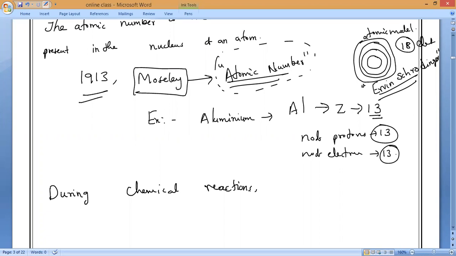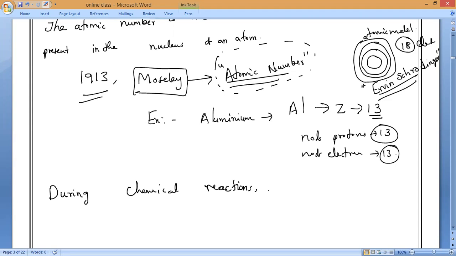So there is no involvement of protons in any chemical reaction, so the atomic number of an atom remains the same. That is why we consider atomic number to mean the number of protons. Let us discuss examples also. Please write the statements first and later we'll write the example.